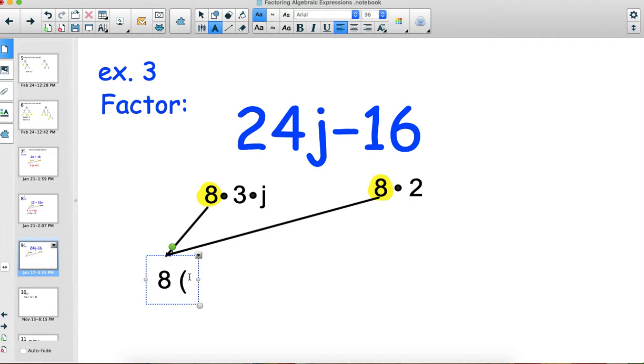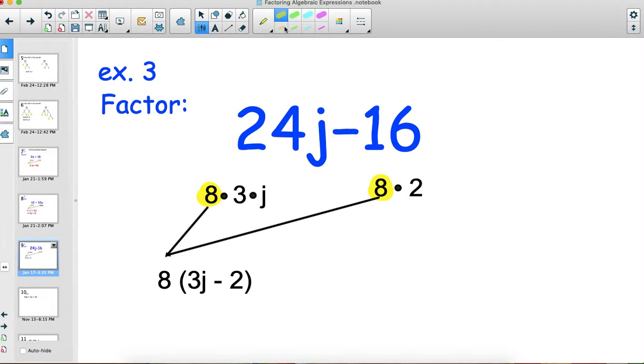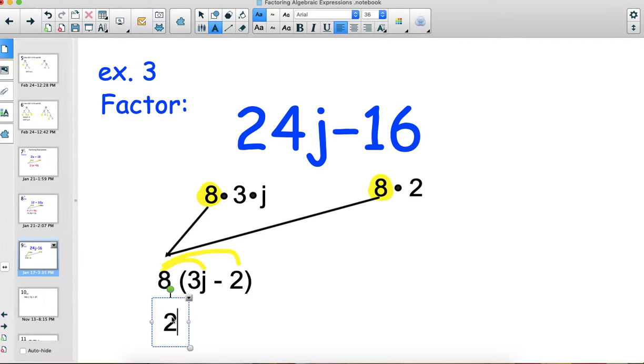All right, so 8 times, and then what are you left with? Well, you're left with 3j. Now you want to make negative 16, so you want to have minus 2. And we could check that, if I wanted to use the distributive property, and I do 8 times 3j, and then 8 times negative 2, and I would get 24j minus 16. Look, it matches.